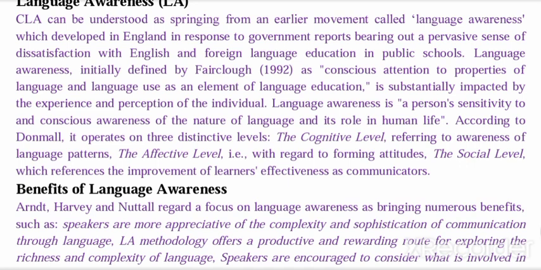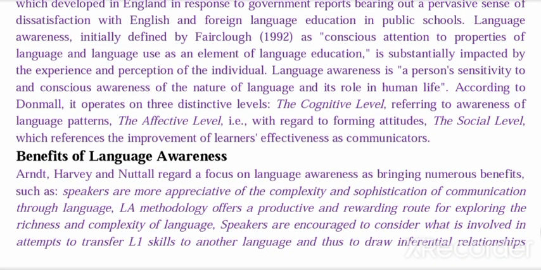According to Donnell, it operates on three distinct levels: the cognitive level, referring to awareness of language patterns, which means on the level of learning and understanding; the affective level, that is, with regard to forming attitudes, behaviors and feelings; and the social level, which references the improvement of learners' effectiveness as communicators, in particular being present in a particular type of communicative situation.